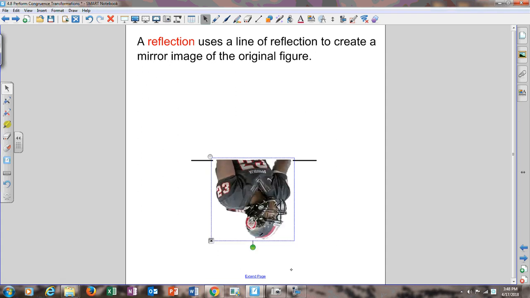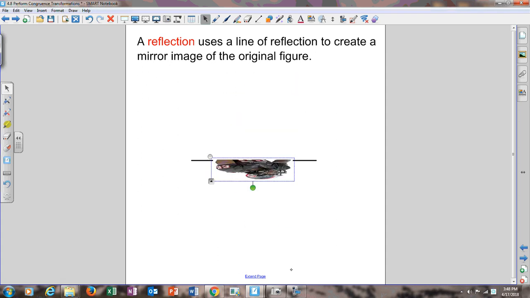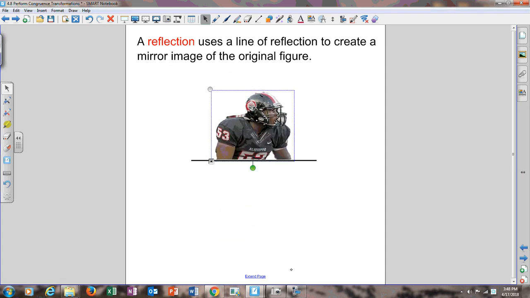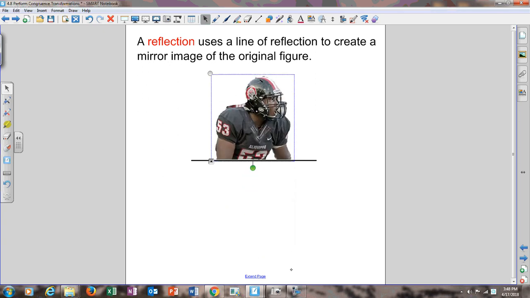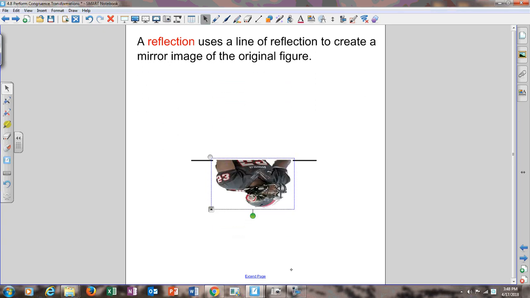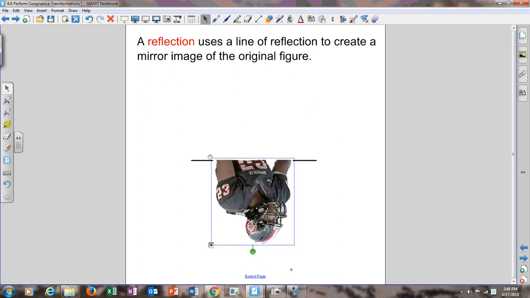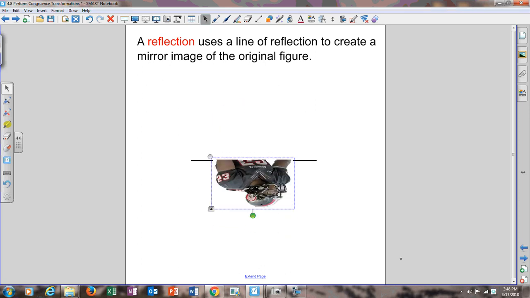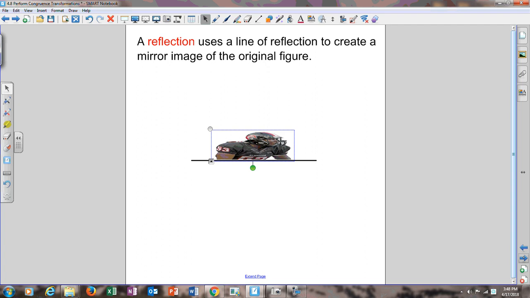Now there are horizontal reflections and vertical reflections. This is a horizontal reflection because he's reflecting horizontally. Hey, stop doing that. You're going to get dizzy. All right, on to the next one.